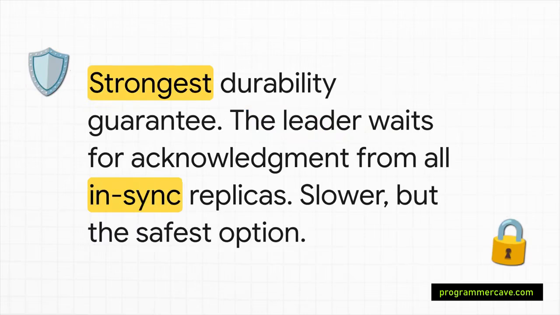But for data you absolutely cannot lose, you use ACKs equals all. This is the certified letter that needs a signature from everyone. The leader broker will not send that confirmation back until every single one of its in-sync replicas also has a copy. Sure, it's a bit slower, but it's the safest you can possibly be.